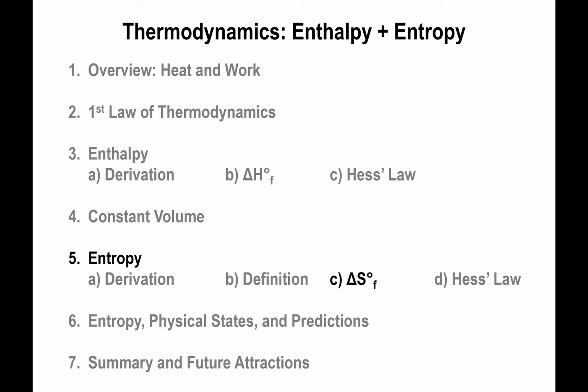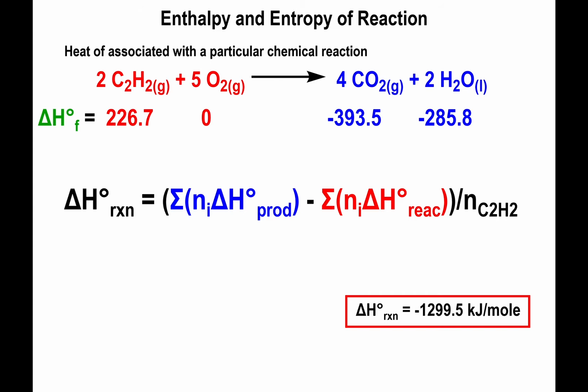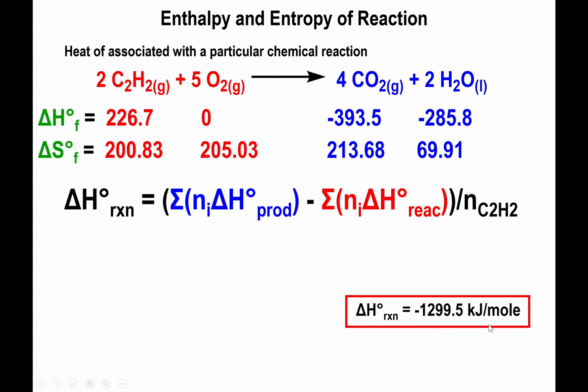So let's calculate values of entropy. Much like enthalpy, we could actually use formation values or Hess's law to determine the entropy of a reaction itself. And the process is almost identical. The only thing that's different about it is that the units of entropy are not kilojoules per mole. The units of entropy are actually joules per mole Kelvin. But other than that, the process is still the same.